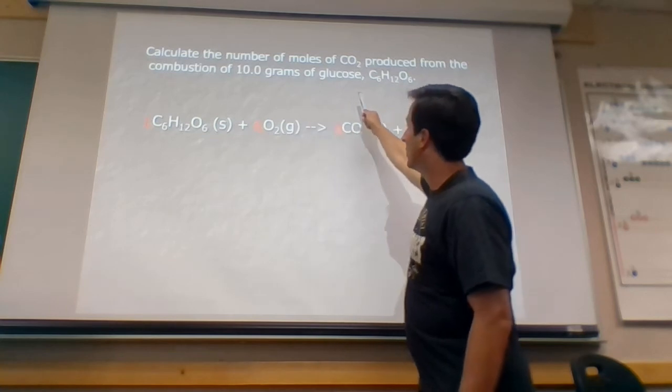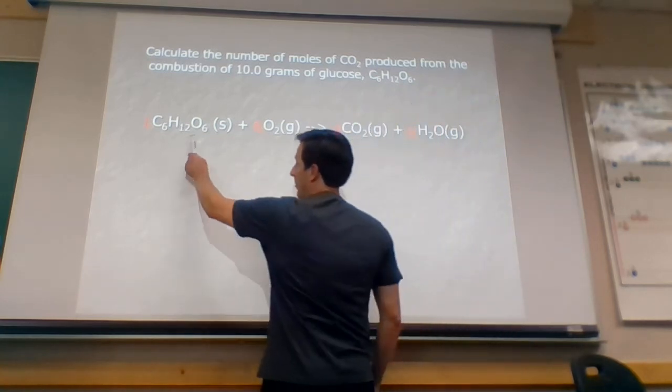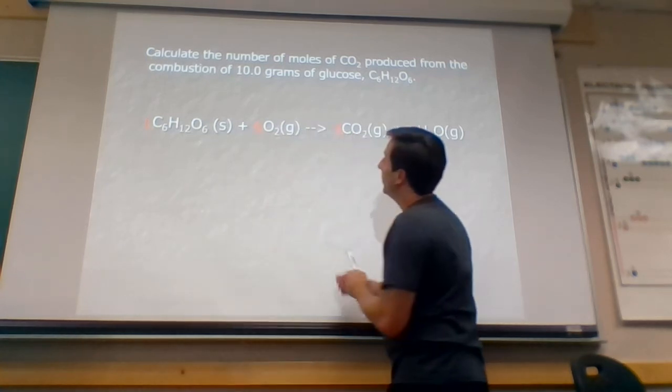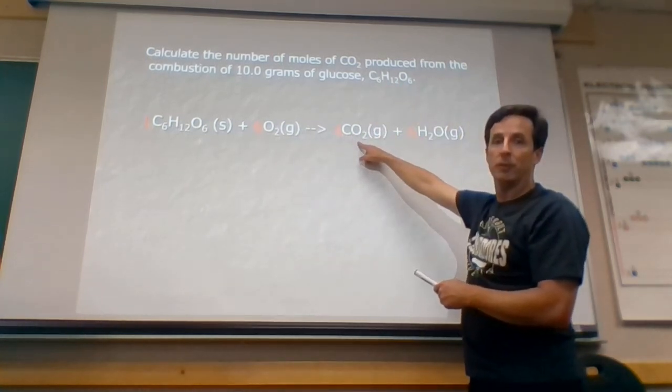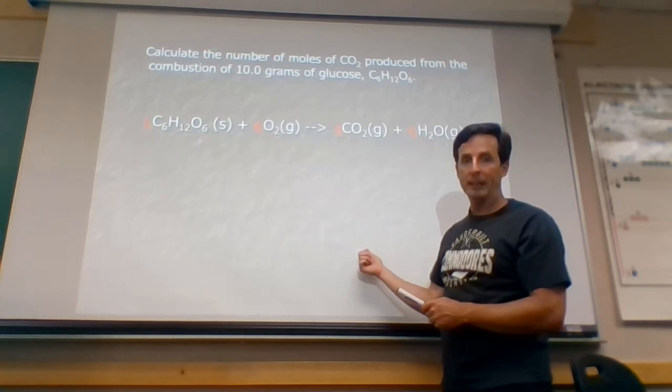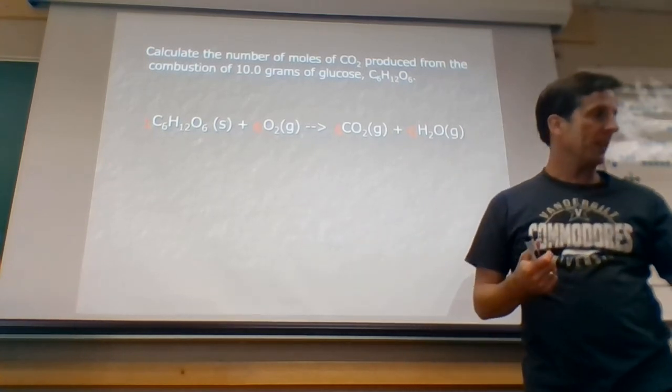So then, finally, the question itself: I want to calculate the moles of CO2 that come from the grams of glucose. So I'm going from the grams of this compound, that's going to be grams of A, to the moles of CO2. So I'm going on my mole map from grams of A to moles of B. And B is always just another compound.